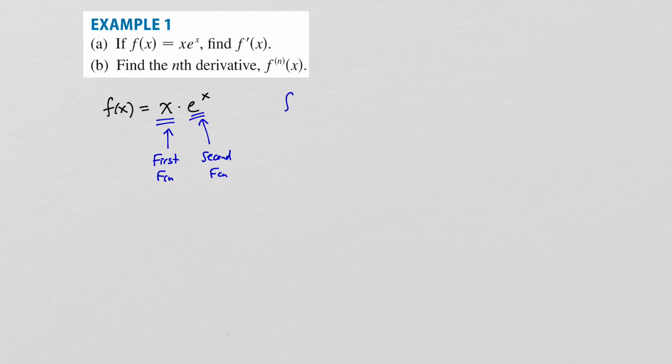And the way the derivative works is we're going to take the first function and multiply that by the derivative of the second function. And then we're going to add the second function multiplied by the derivative of the first function. I find that it's much easier to remember it in this way than it is to remember it with f of x's and g of x's.